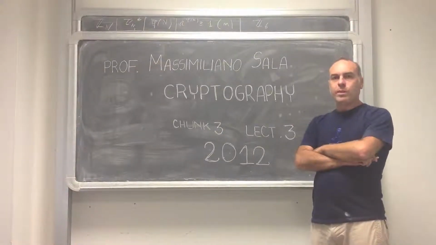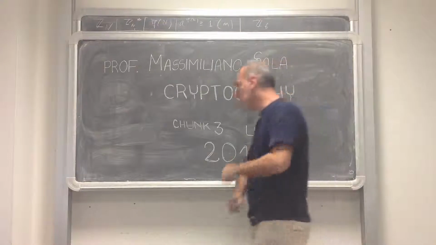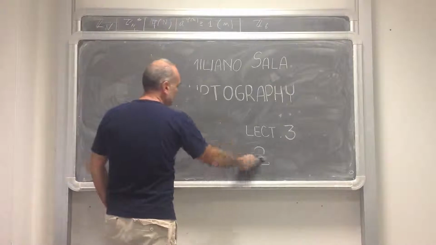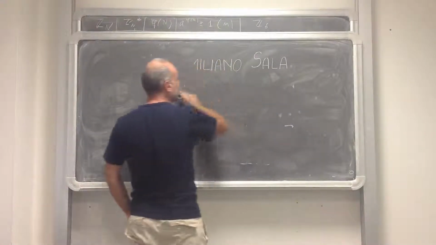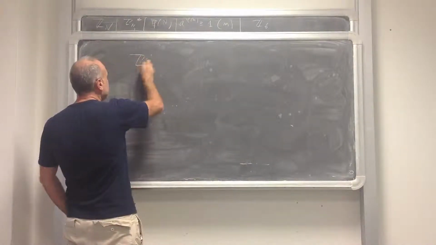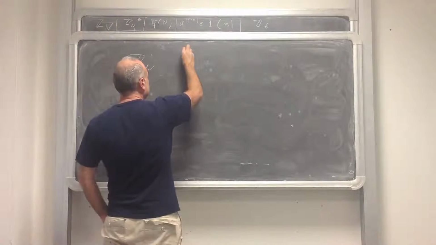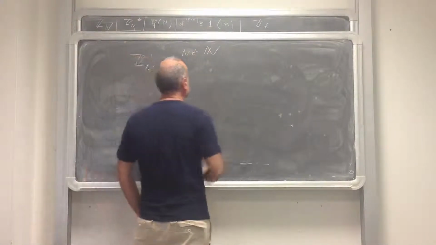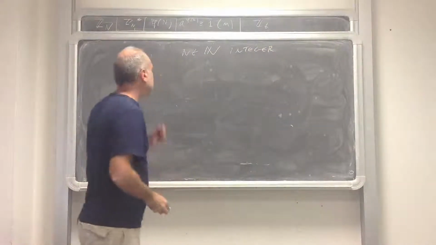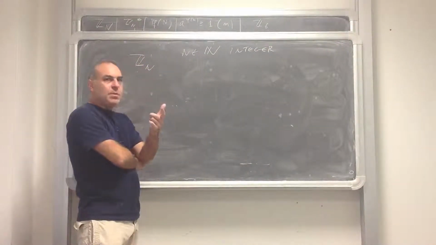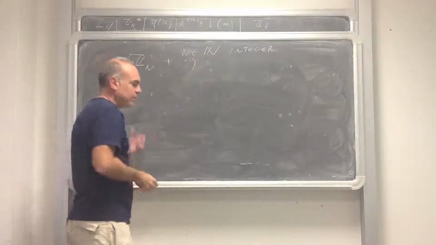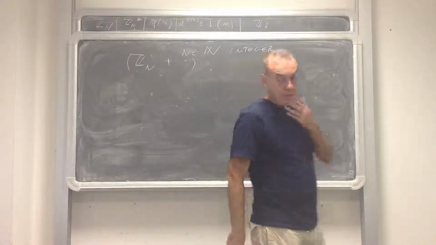Okay, we go on with public key cryptography. In order to do that, we need a bit of algebra. So we're seeing that P is a prime. Now it's time to have a look at Zn, where n is an integer. Now we can sum and multiply. However, it's not guaranteed that we have a field.